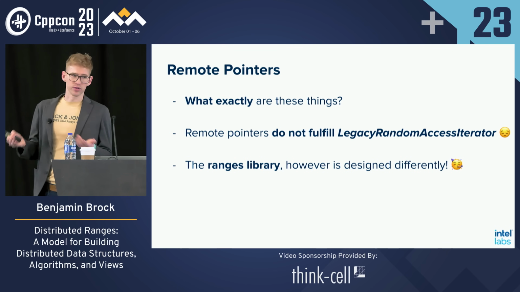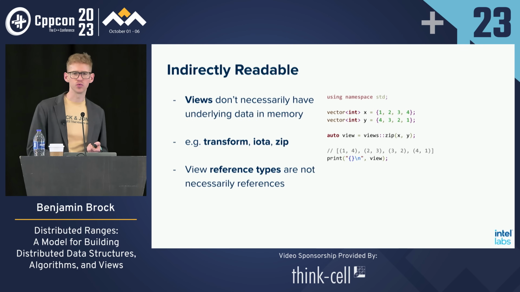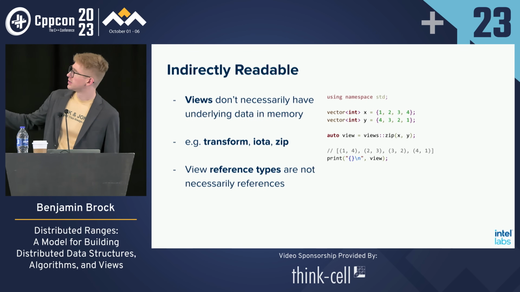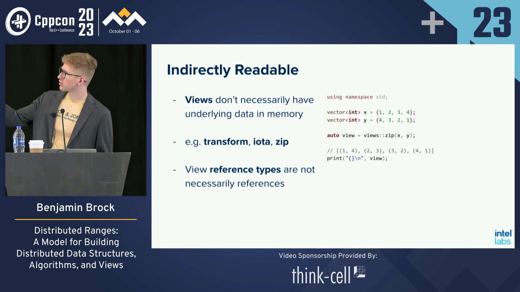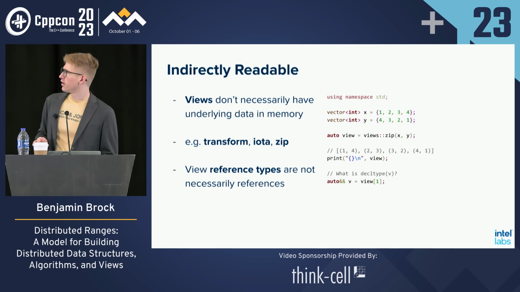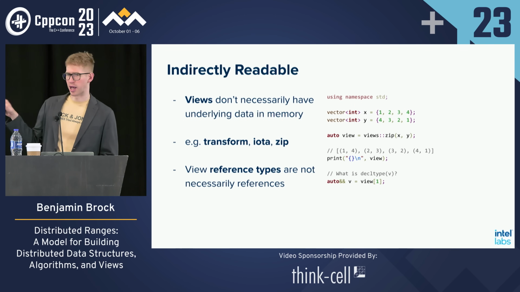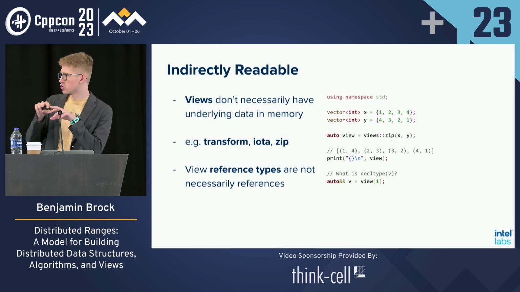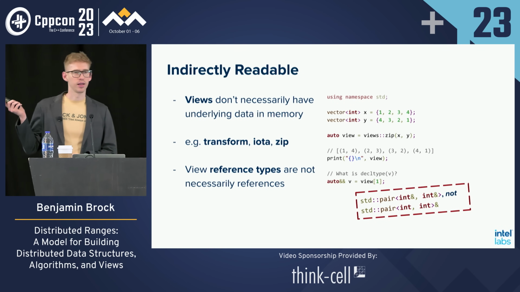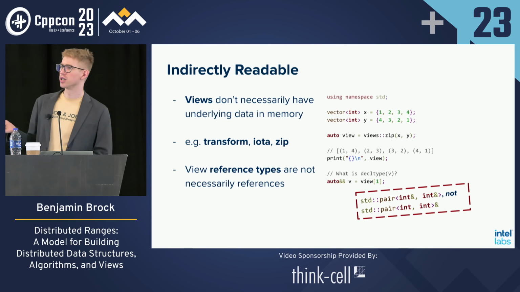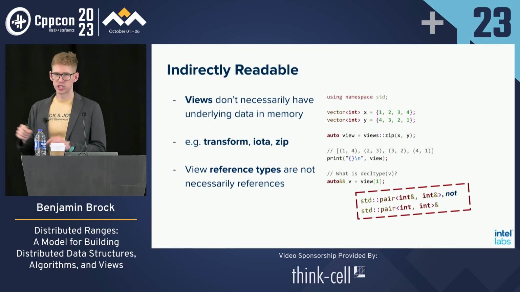However, the ranges library is designed differently, right? So ranges deals with things where you might not actually have underlying data. So if we think about just one of the views that we might have, which is a zip view, like we saw in the previous slide, here what we're doing is we're taking two vectors and then we're zipping them together, right? If we return a single element of this view, what is the thing that we're getting back? Well, it's a pair of two elements from those previous vectors, but it's actually a std pair of references, not a reference to a std pair, right? So we've already broken this requirement that we have T ampersand as our reference type.